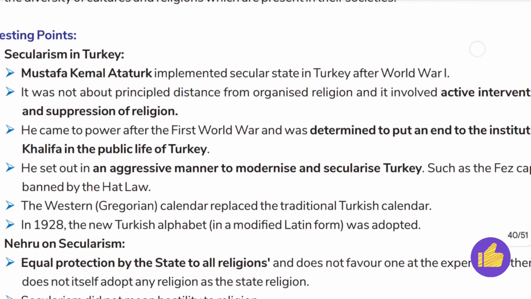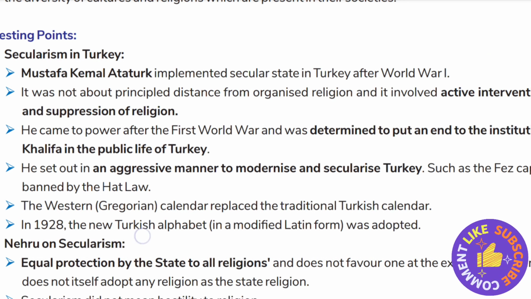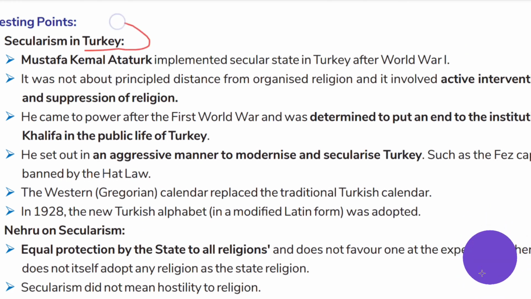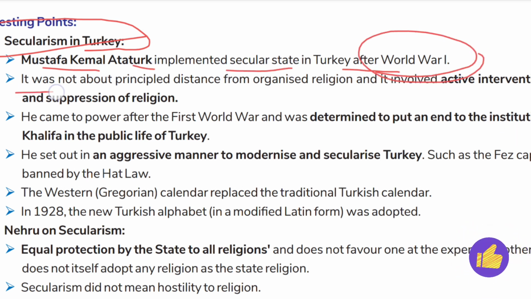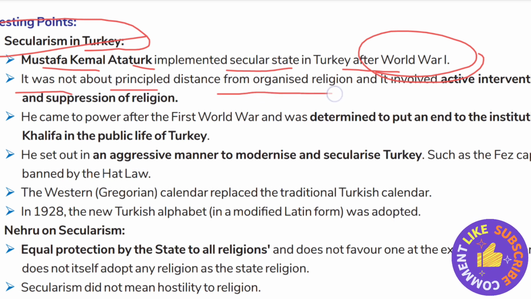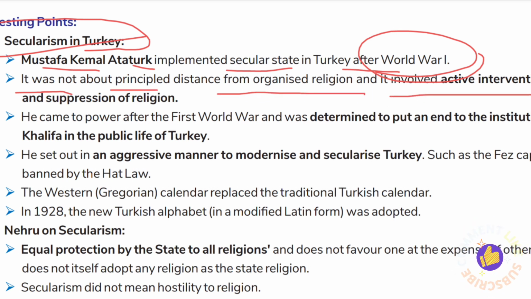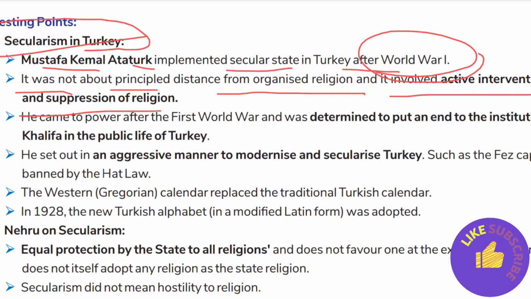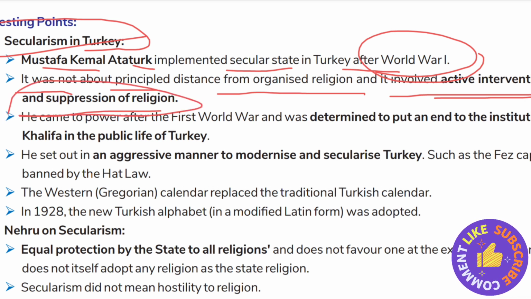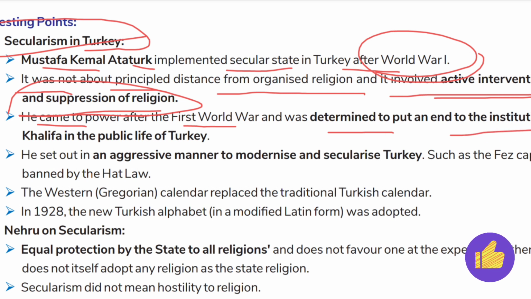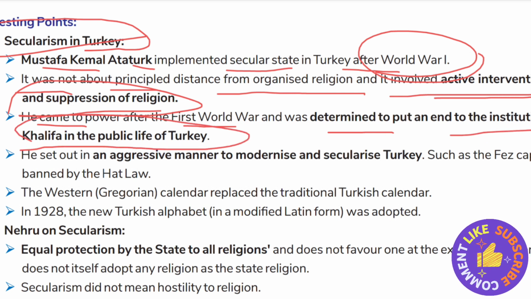An interesting point of this chapter is secularism in Turkey. Mustafa Kemal Atatürk implemented a secular state in Turkey after the First World War. It was not about principal distance from organized religion, and it involved active intervention in and suppression of religion. He came to power after the First World War and was determined to put an end to the institution of the Khalifa in the public life of Turkey.